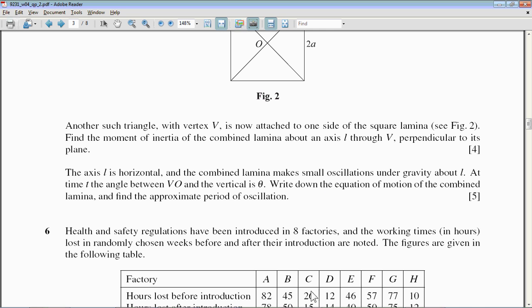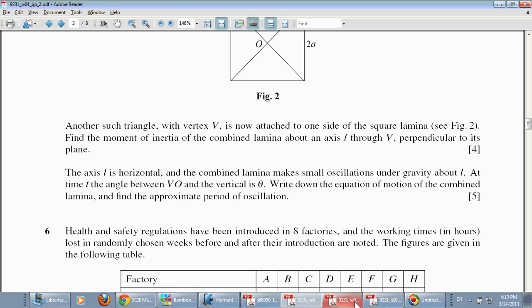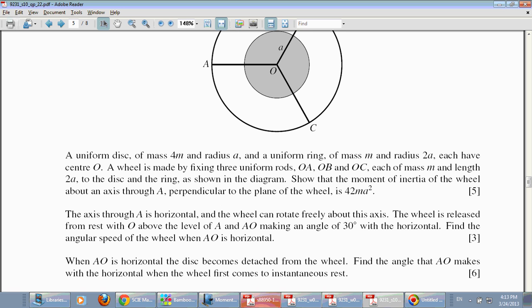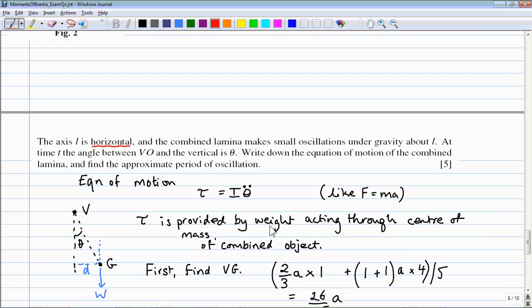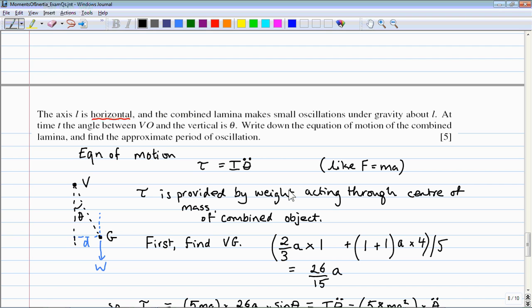So this is a standard type of question about approximate SHM, which I think I must have covered in a previous video, at least I hope I did. So how do we do that? Well, remember that the equation of motion for rotation is torque equals I theta double dot, and that's like F equals ma. Now you could write F equals ma, but I think you're going to cause both you and the examiner a bit of confusion. Really, they're expecting you to treat this as a rotational motion. It's actually, if you think about it, very similar to a pendulum, isn't it?